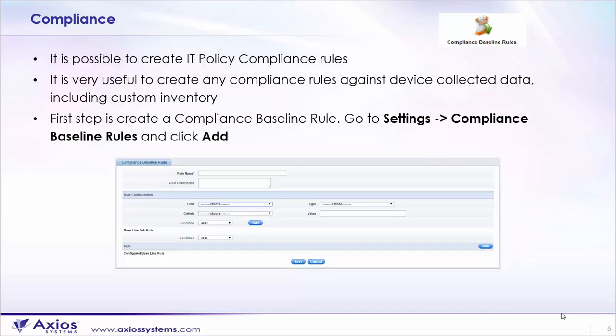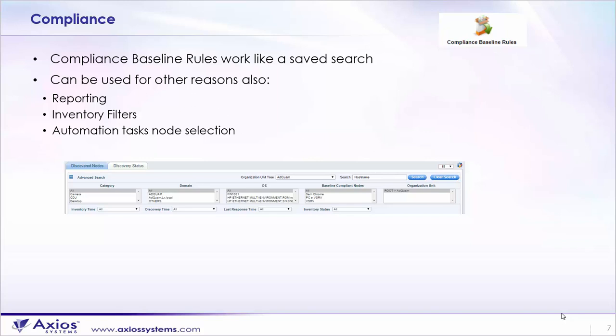We also have the ability to create IT policy compliance. So again, we can check, are we doing what we need to do? And to do that, we go into settings, compliance, baseline rules, and we click on add. This will be displayed in the video later. They work like a safe search. We can use them for reporting, for inventory filters, and also for any task node selection.